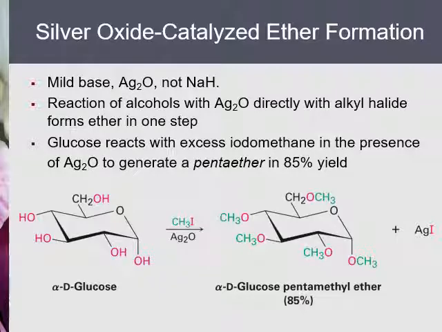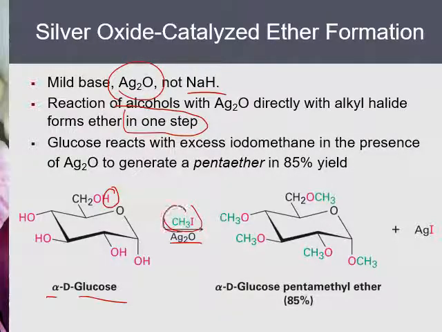Alternatively, ether can be synthesized using silver oxide instead of sodium hydride. And in this case, the reaction can finish in one step instead of two steps. An example is alpha-D-glucose, which is an alcohol, reacting with methyl iodide and silver oxide. The hydrogen bonded to oxygen is replaced by this methyl group, forming the methyl ether.